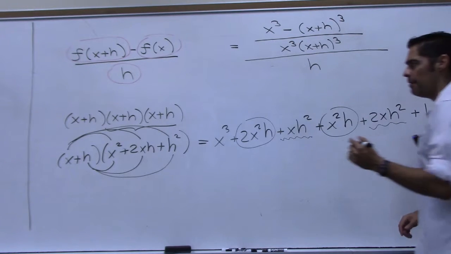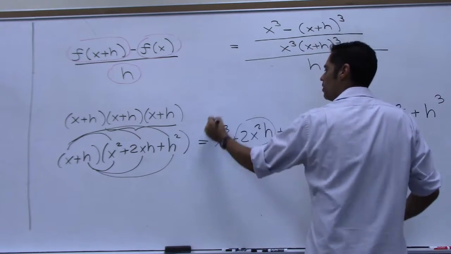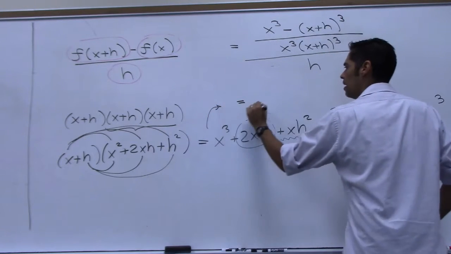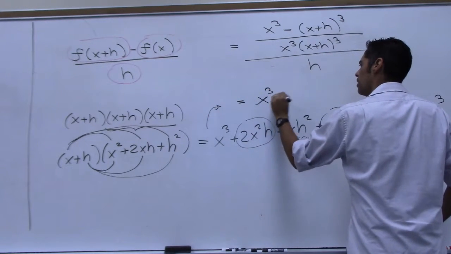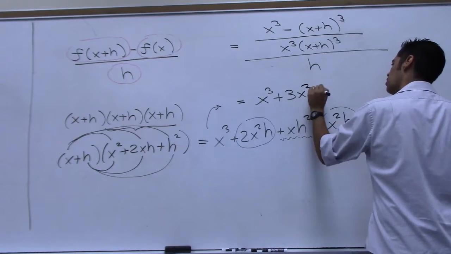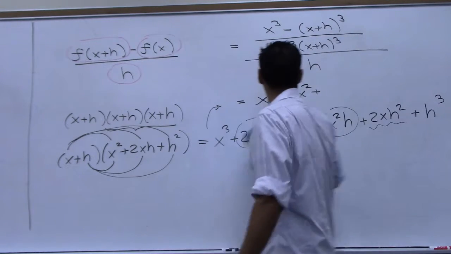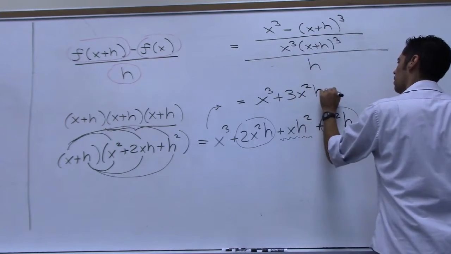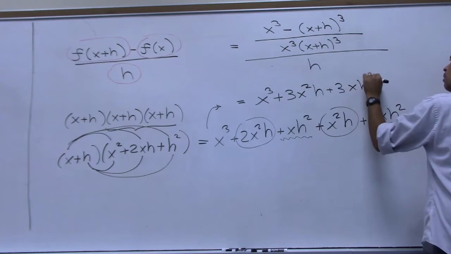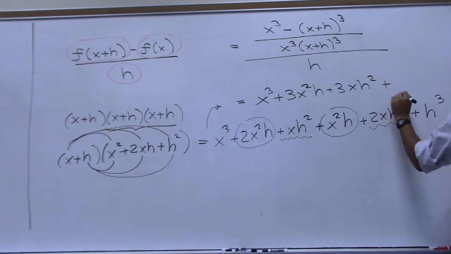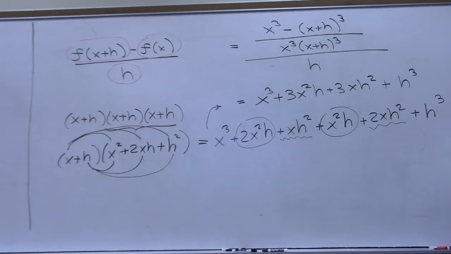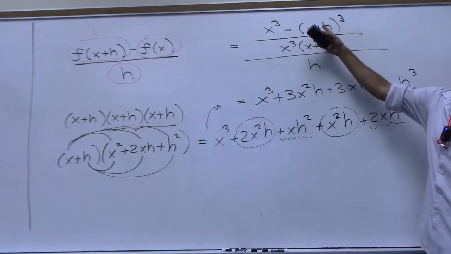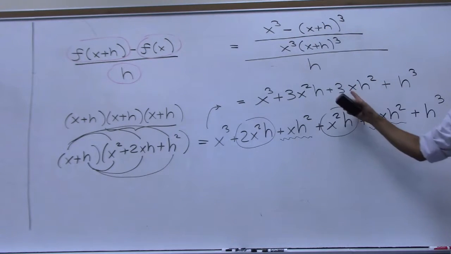So I will have, as a final result here, again, I'll put this above here so it's easier for you to see, x cubed plus 3x squared h, oh, forgot the h, plus 3xh squared plus h cubed. Whew. Okay. That's what that cubed is, right? That's what that cubed is.